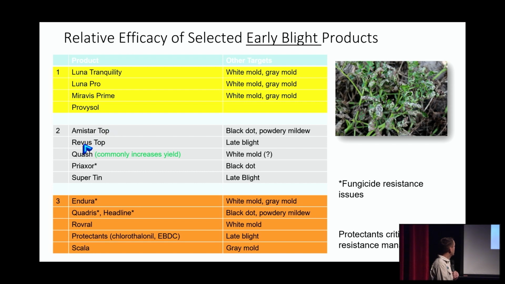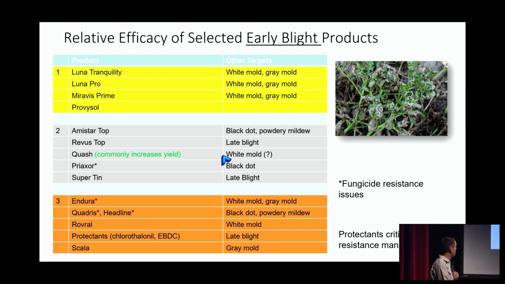These triazole-based fungicides are pretty good. You've heard us talk about Quash and the yield increase you might get. It has activity on white mold, but it's not very good. I think the next slide kind of highlights that. And in some ways, even though Endura is a group 7, it's really not any more effective than just using a protectant.